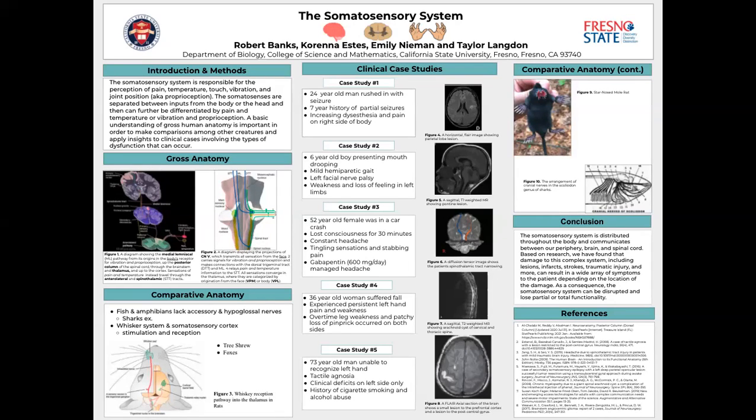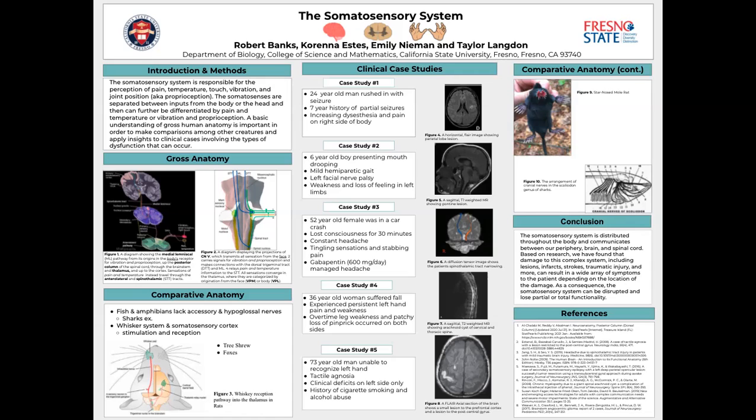So basically, the spinothalamic tract is very important in our somatosensory system. And the diagnosis was that the headache was due to injury of the spinothalamic tract. There were no lesions or tumors, so we know it wasn't that. And this patient did have traumatic brain injury.